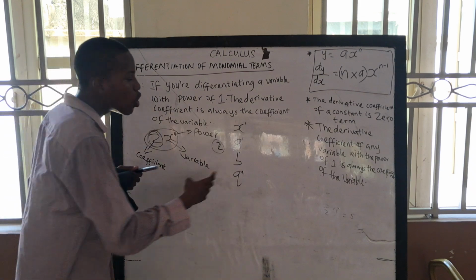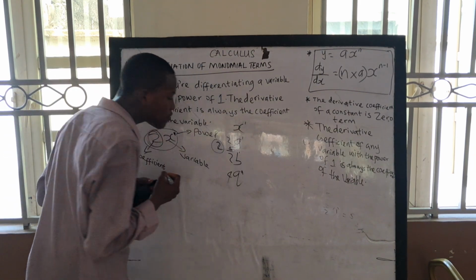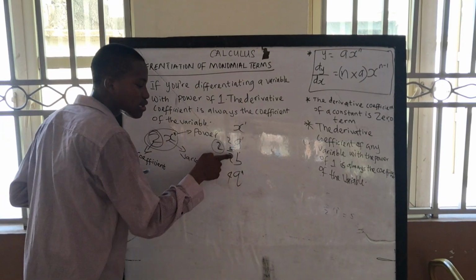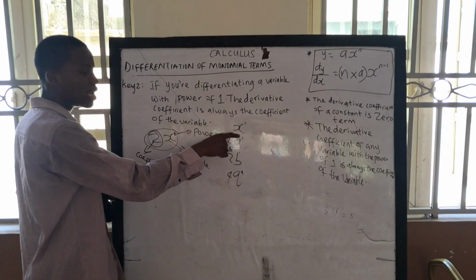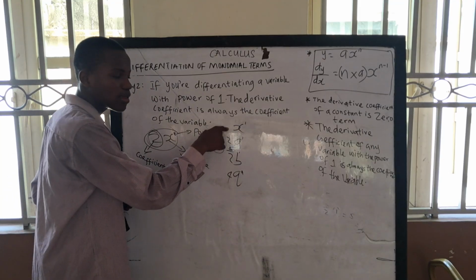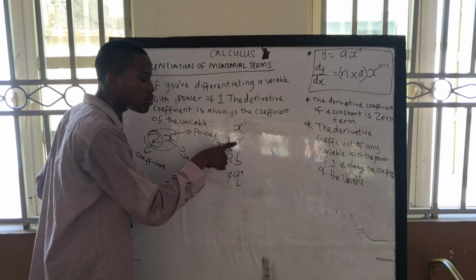When I differentiate all these variables, if I differentiate this and this with respect to the variable, it is always the coefficient. Now the coefficient of x is what? 1. That means if I differentiate this, it will give me 1. The coefficient of a is what? 2. That means if I differentiate this, it will give me 2.